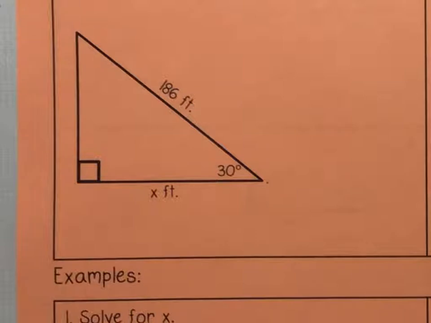Okay, so step number one is to do what? Label. Okay, so I'm going to circle my reference angle. My reference angle is on that bottom right corner. It's 30 degrees. Where's my hypotenuse at? Across from the right angle. It's at that 186. Very good. That's my hypotenuse. My adjacent is located where? At X, next to my reference angle. So this is my adjacent side. And then the other side is called the opposite.